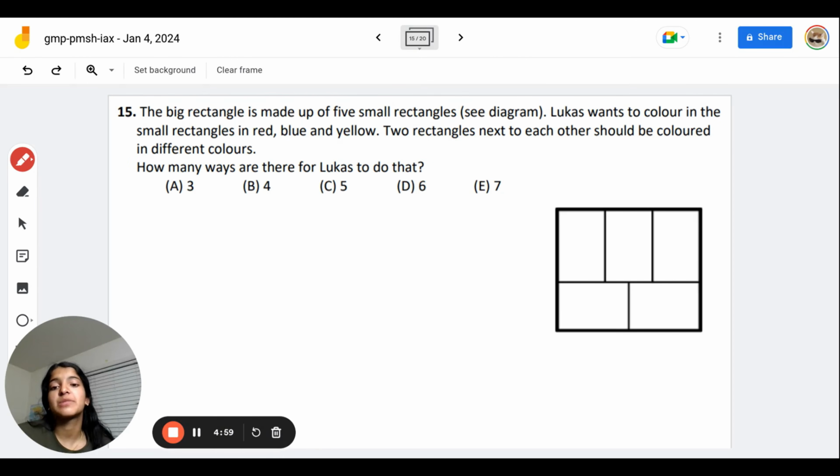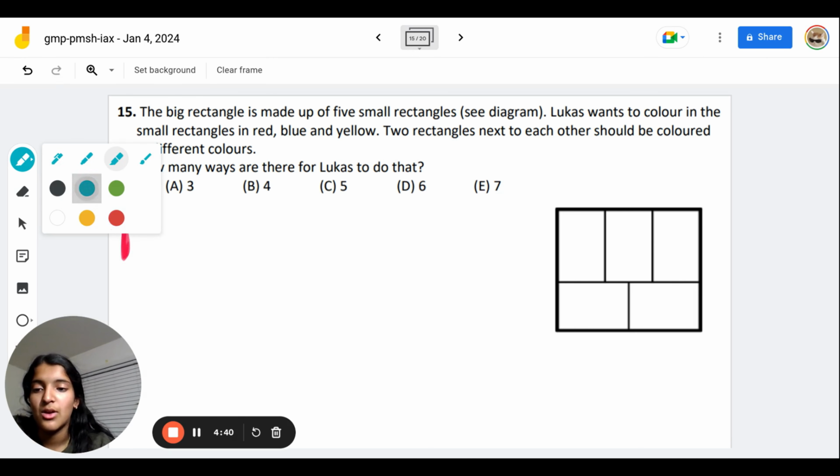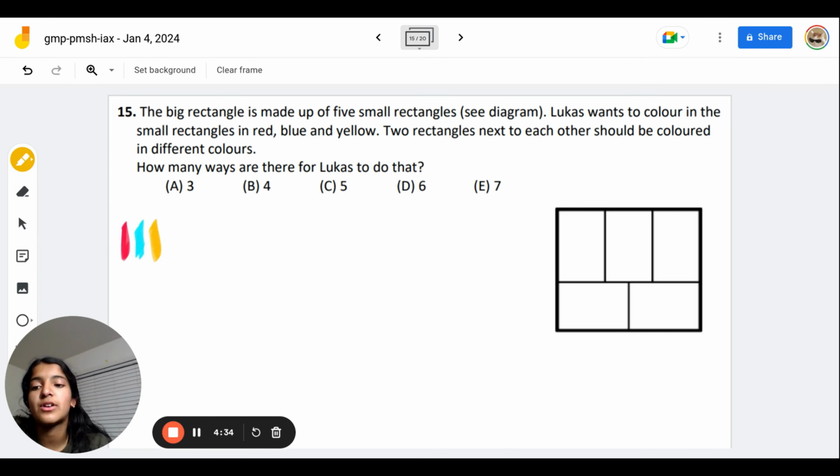The big rectangle is made up of 5 small rectangles. Lucas wants to color in small rectangles in red, blue, and yellow. 2 rectangles next to each other should be colored in different colors. How many ways are there for Lucas to do that? So we're going to use the 3 colors red, blue, and yellow. We have red over here, we have blue right here, and then we have yellow right here. And these are our 3 colors.